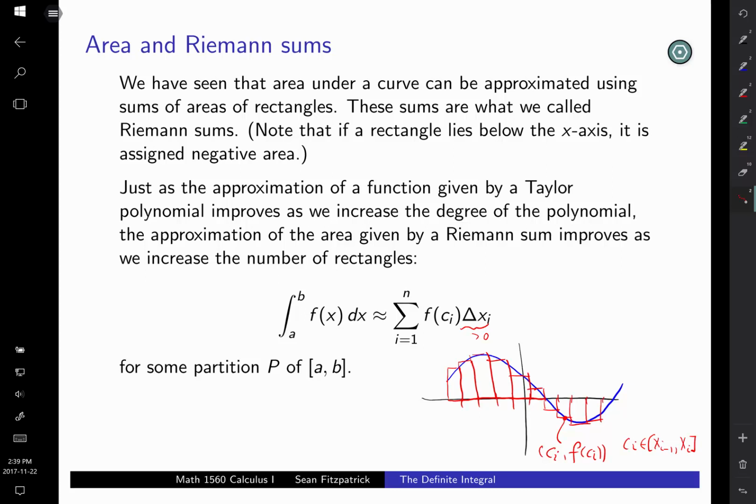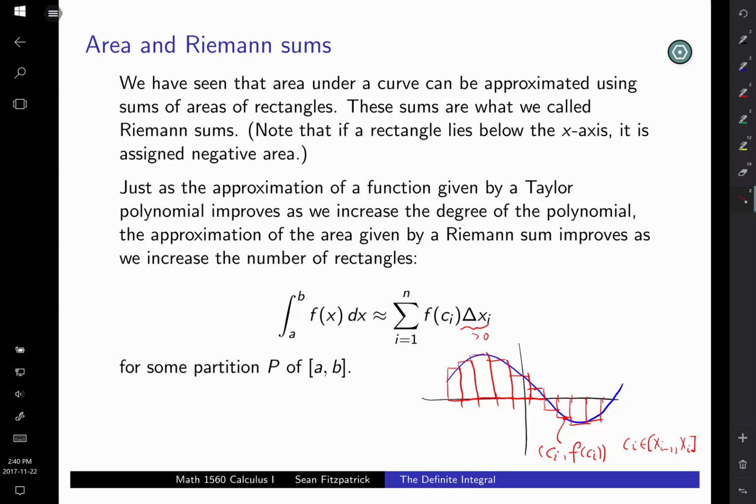So now, to turn this into a definition, to define the integral, there's a fair amount of analysis that goes into this. You have to look at things carefully and understand whether things are actually going to work out. But what you can find is that for sufficiently well-behaved functions, and in particular for any continuous function, the more rectangles you use, the better this approximation gets.